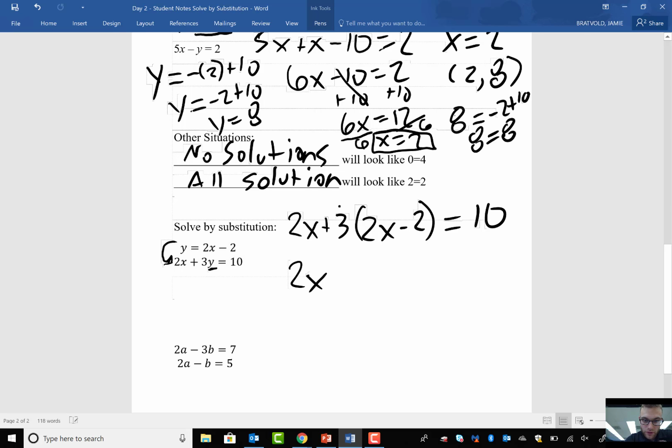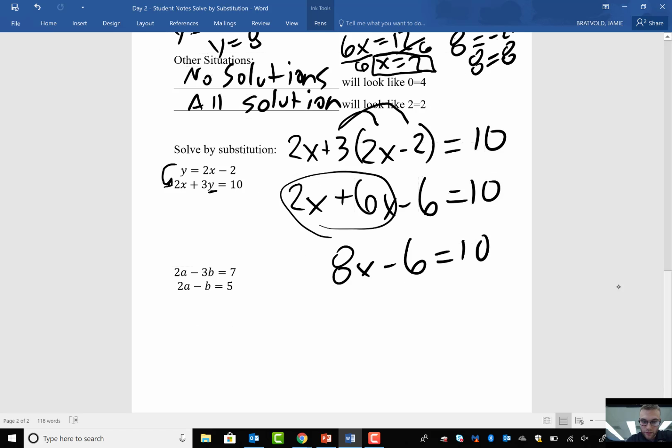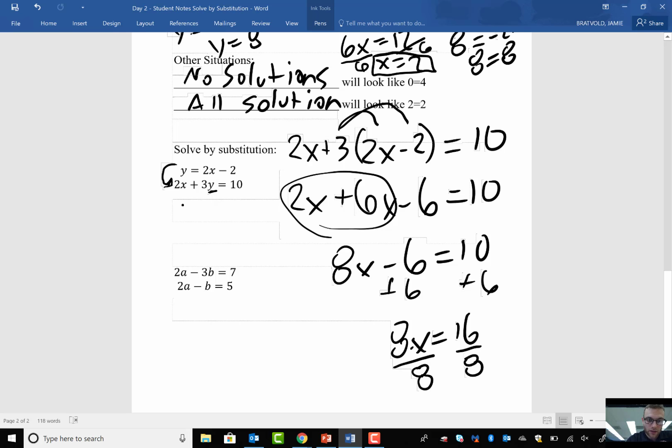So then I got to distribute. So I got to take that 3 times 2x, 3 times negative 2. So 3 times 2x is 6x, 3 times negative 2 is negative 6, and I'm just going to write the rest of my equation. So I'm going to combine my like terms, which my x is right here. It's going to give me an 8x minus 6 equals 10. Okay, then I got plus 6, 8x equals 16. Remember, this is like multiplication here, so I'm going to divide by 8, and I get x equals 2.